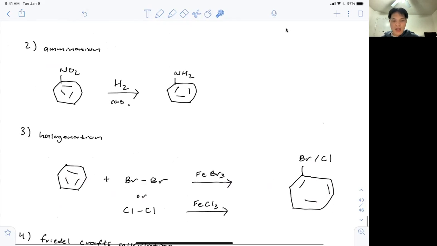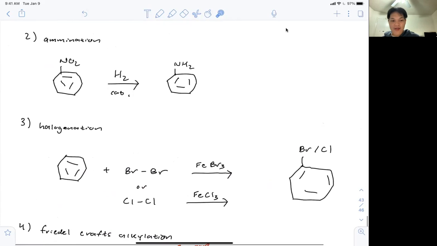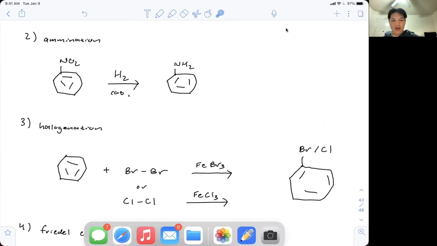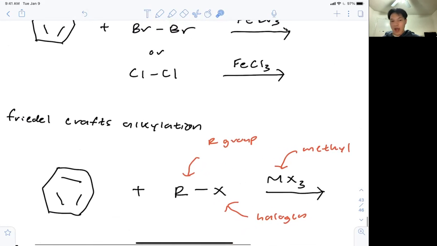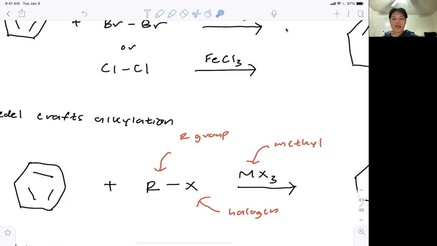And then that is halogenation of benzene. The next one is named after chemists, so it's the Friedel-Crafts alkylation. So we start with our benzene ring again, right? And then we have this R group, and the R group can be whatever. It can be any methyl chain, it can be anything. And then we have it connected to a halogen, right? So think of it like this, sort of, right? Where you have something like that.